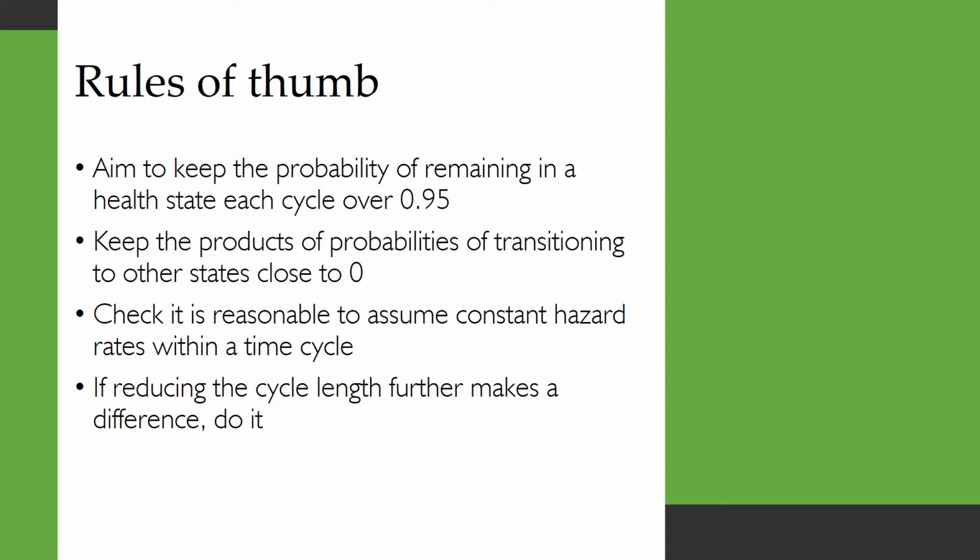Check that it's reasonable to assume a constant hazard rate within a time cycle. For example, if you know that the risk of dying from something increases sharply over time, then it might not be reasonable to have a cycle length of a year. And crucially, if reducing the cycle length further makes a difference, you should do it.